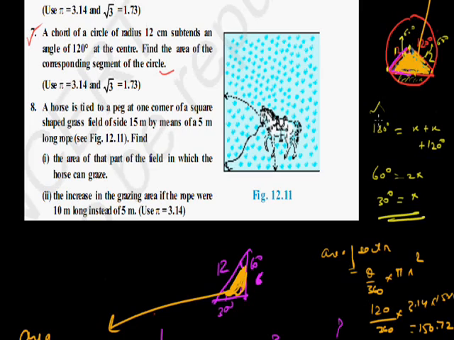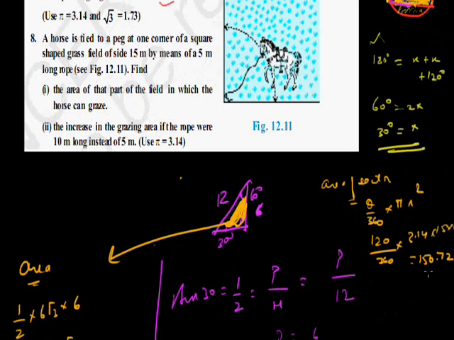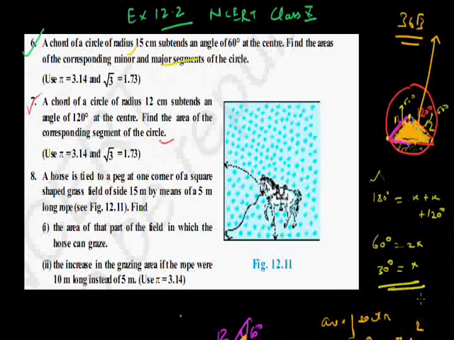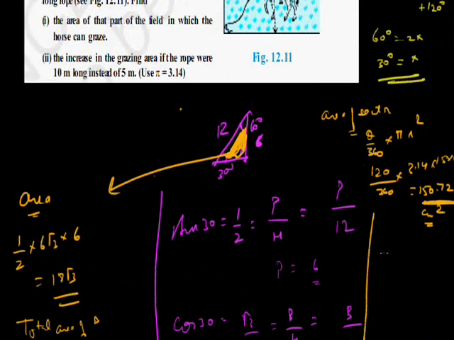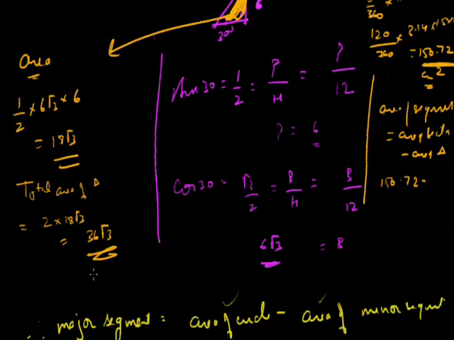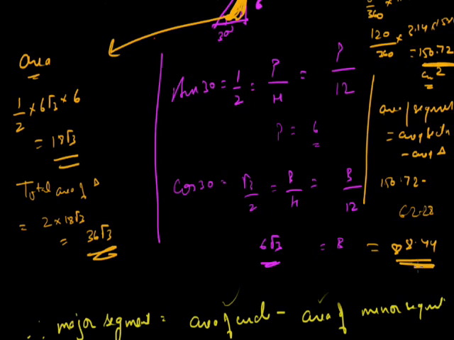We know the area of the sector now, which is 150.72 centimeter square. Therefore the area of the segment is equal to the area of the sector minus the area of the triangle. Area of segment is 150.72 minus 36 root 3. 36 root 3 is 62.28, so this is equal to 88.44. The area of the segment is this.